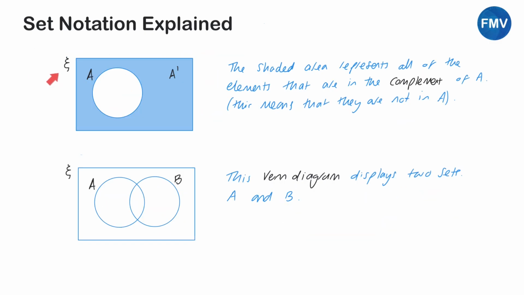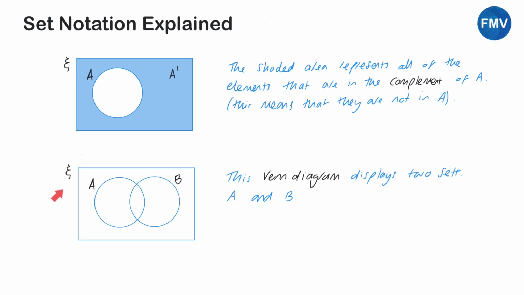So here we are again. We have xi, and that says all of the elements inside there, and the elements of set A are in that circle. And the elements of not set A are shaded, and that is the complement of A. So the shaded area represents all of the elements that are in the complement of A. In other words, they are not in A.